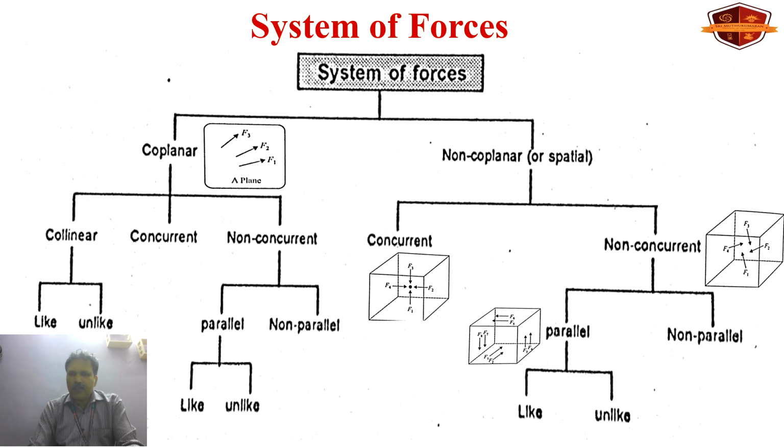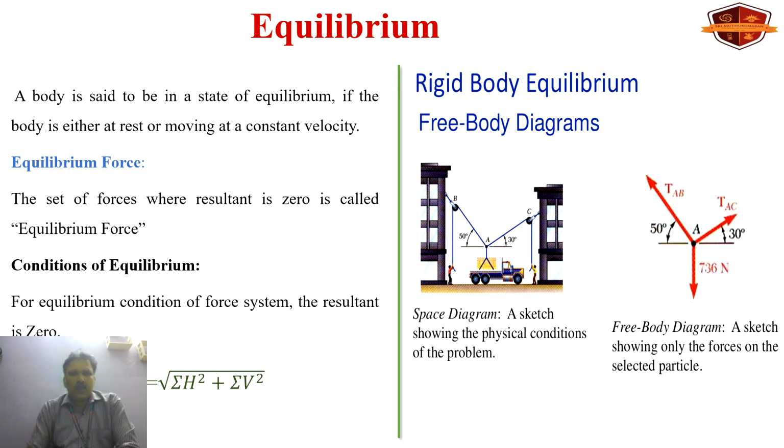The same thing applies to non-coplanar. Non-coplanar, as I already told, means those systems of forces will not act in the same plane, but in different planes. Then equilibrium. Whenever we say a system of forces is in equilibrium, what do you say? The resultant will be zero. The resultant part will be zero. That is the definition given here. The body is said to be in a state of equilibrium if the body is either at rest or moving at a constant velocity.